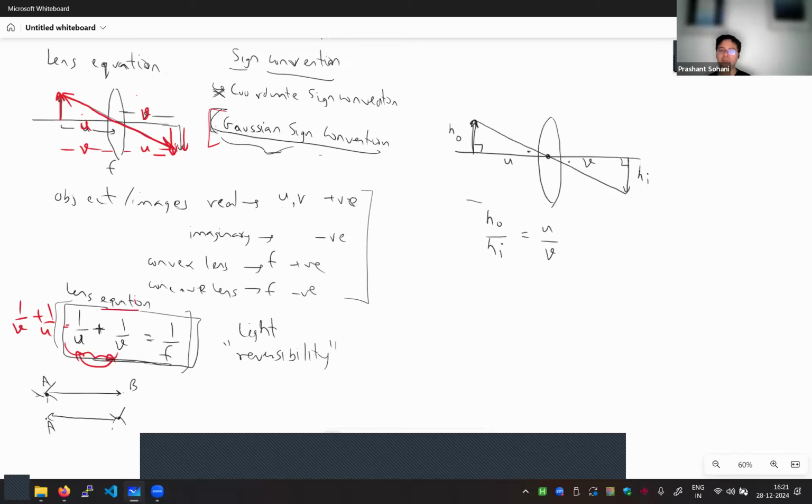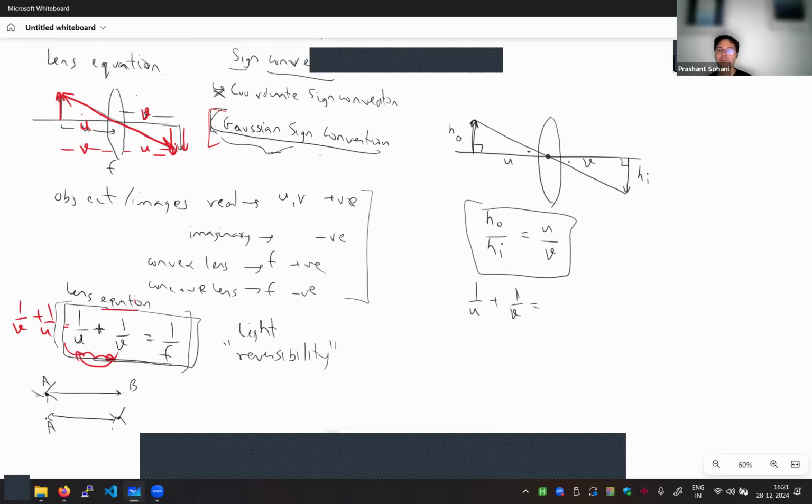Okay, so these two formulae, the ratio of the sizes of the object and the image, and the lens equation, these together are sufficient to solve all these questions.